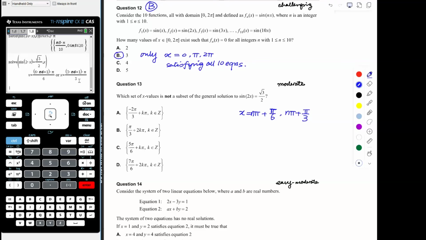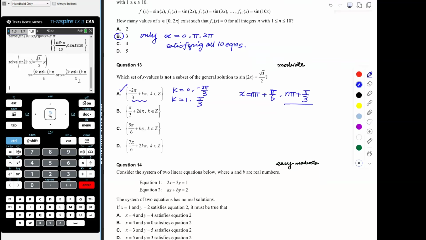I would say it's a subset. For example, it doesn't seem to be the same, but if you take k equals 0, it's just minus 2 pi over 3. If you take k equals 1, you'll get pi minus 2 pi over 3, that's pi over 3. And if you take k equals 2, you actually can satisfy, let's say, the second one. So this is, yes, a subset.